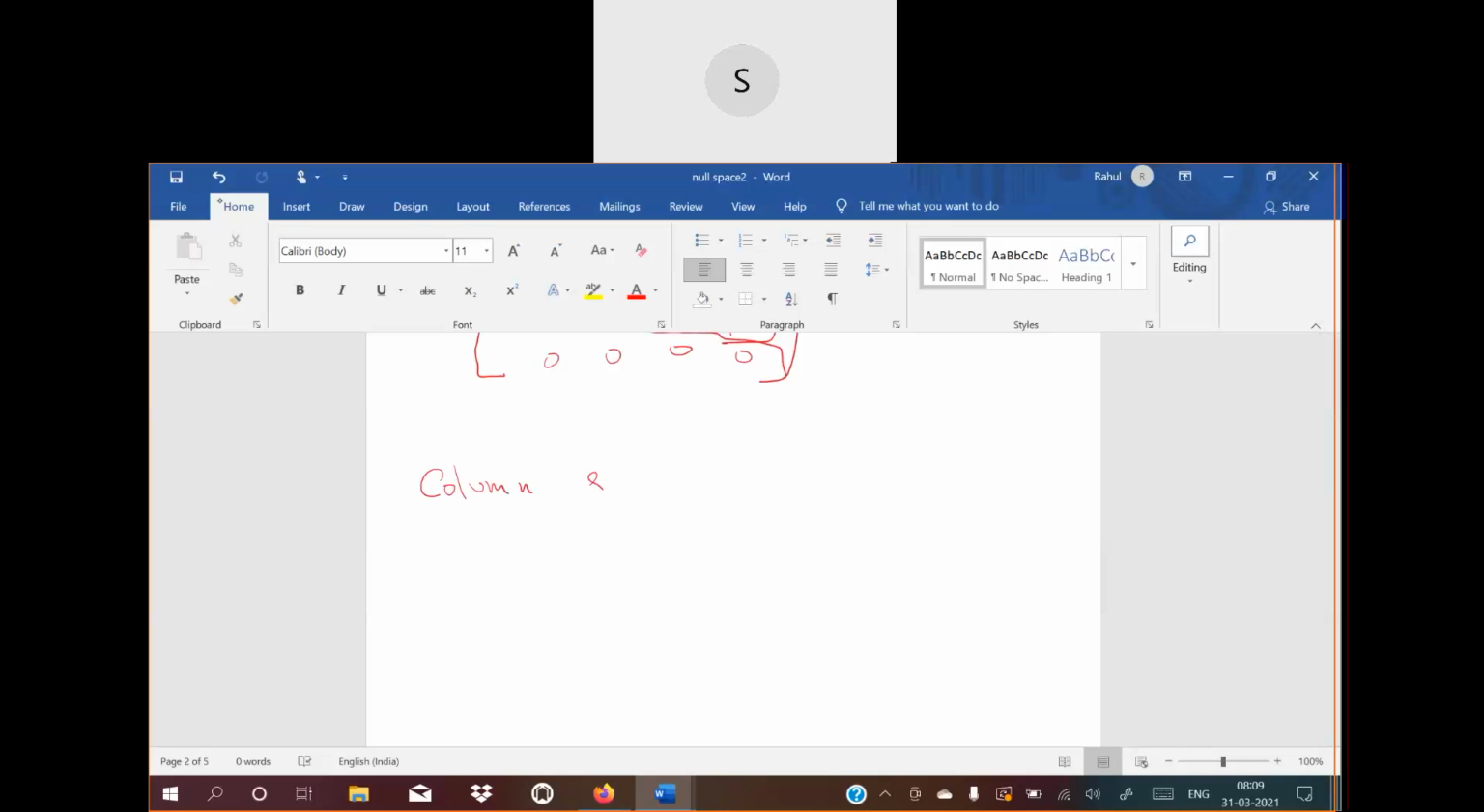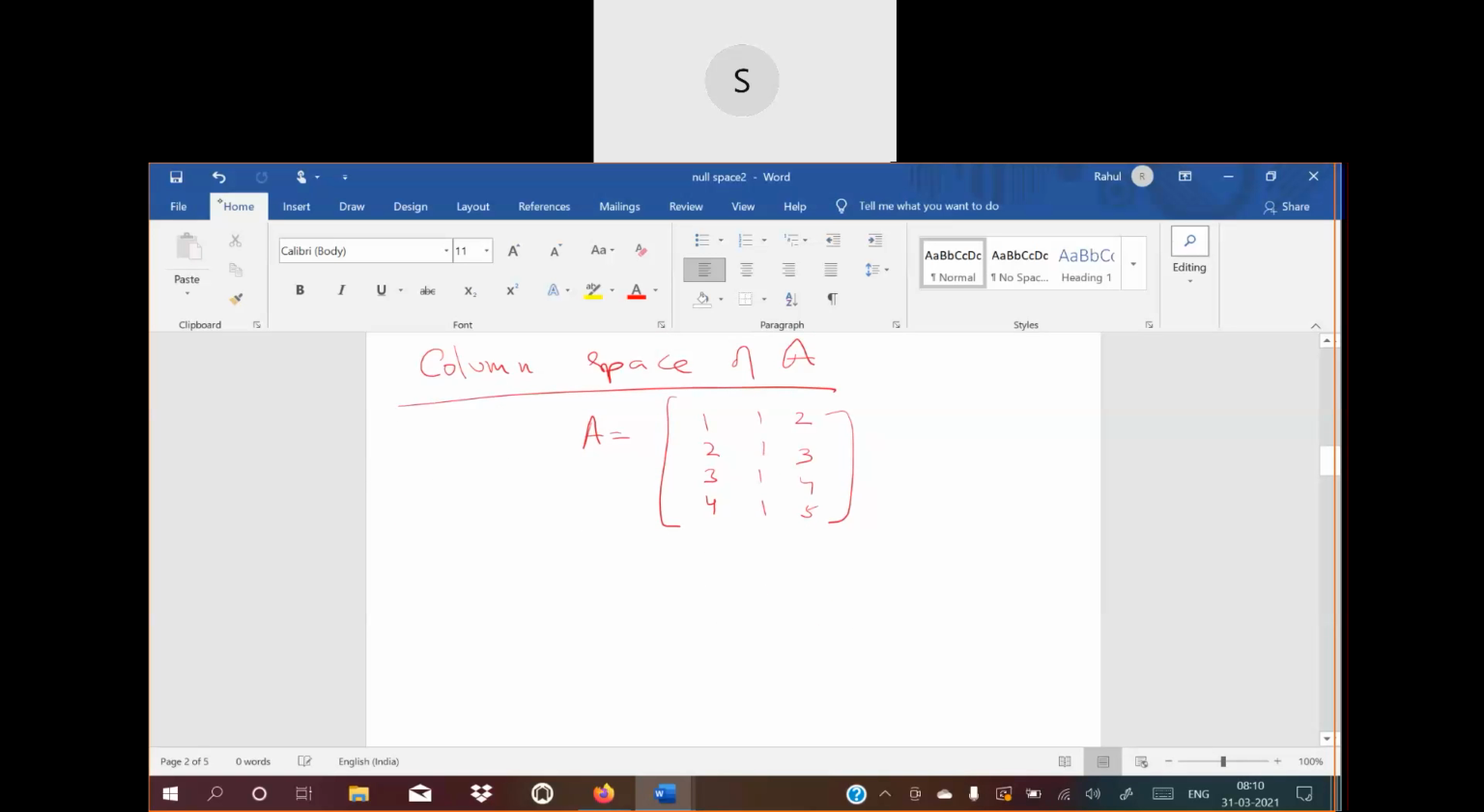Now we are doing the column space. What is the column space of A? For example, you have one matrix here: 1 1 1 2 3 4 5. Now here A has 3 columns. So we are working with the column space in R4. This is a 4 cross 3 matrix. A has 3 columns.